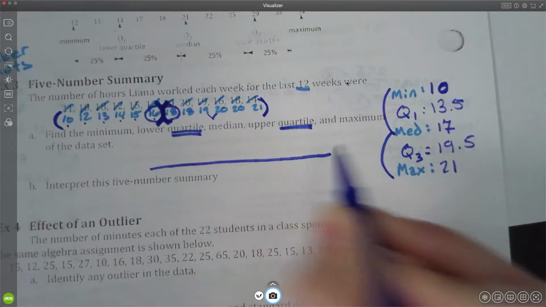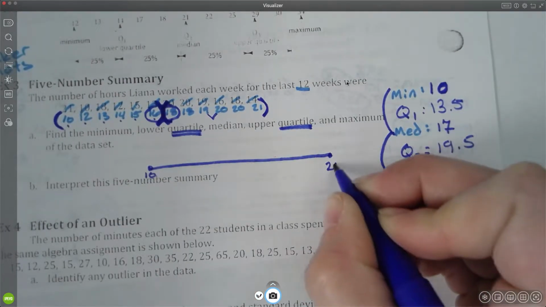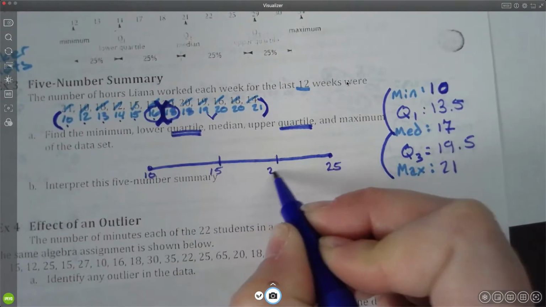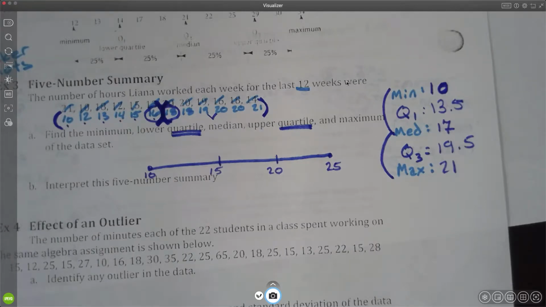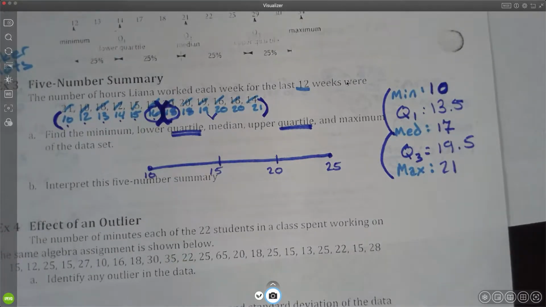I'm going to start with 10, and I'm going to go to 25, and I'm going to section this off in fives. So I'm going to go 10, 15, 20, 25. Okay, so we're going to make our box and whisker plot real quick here. Here we go.